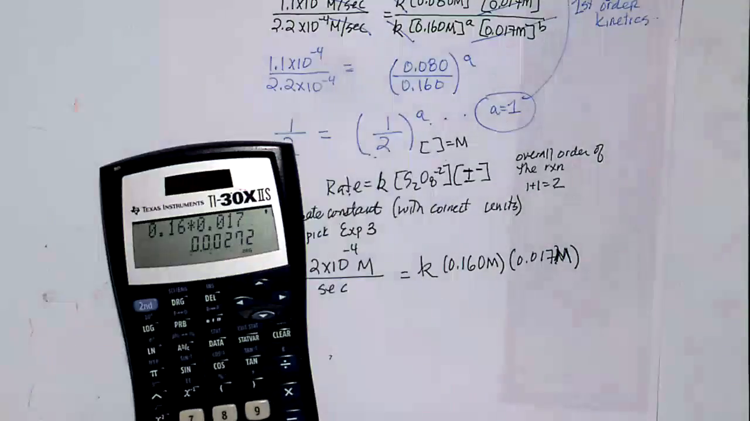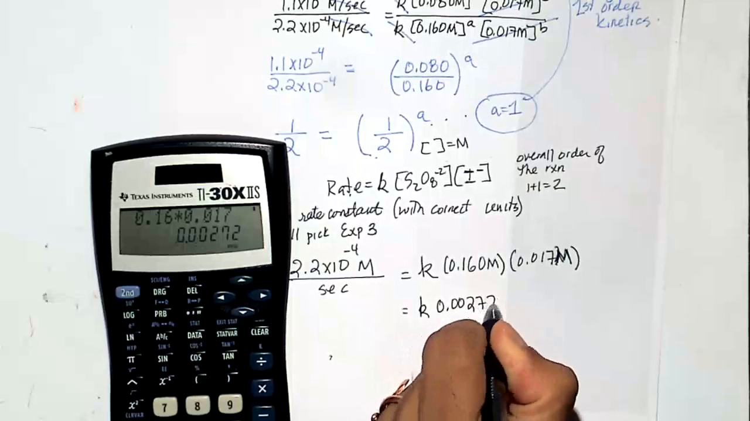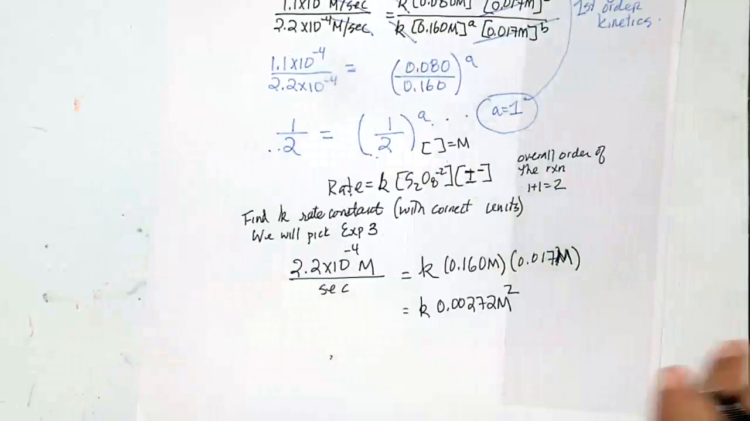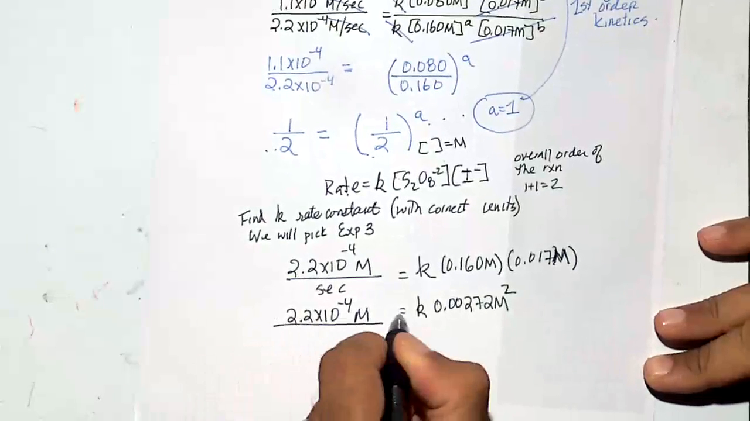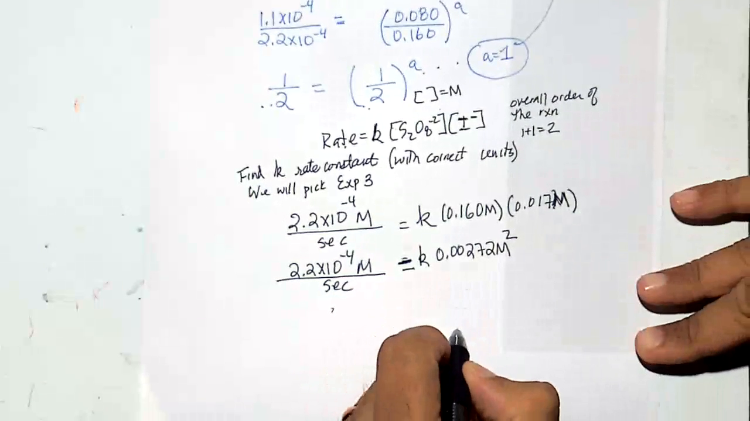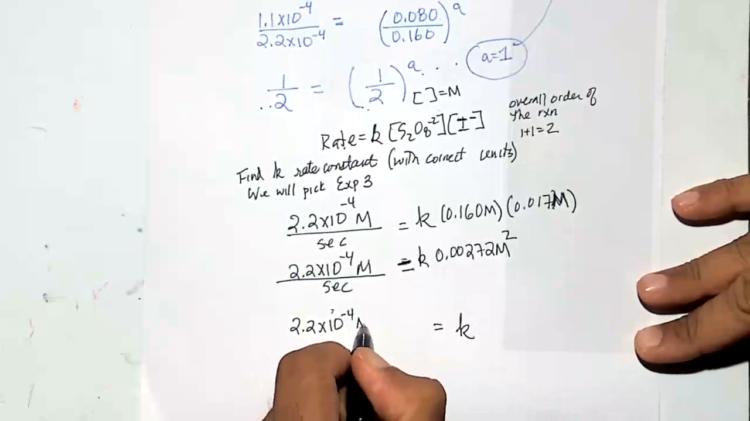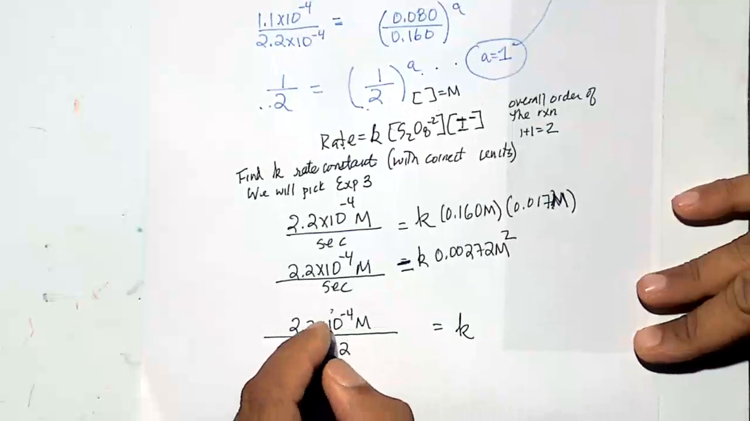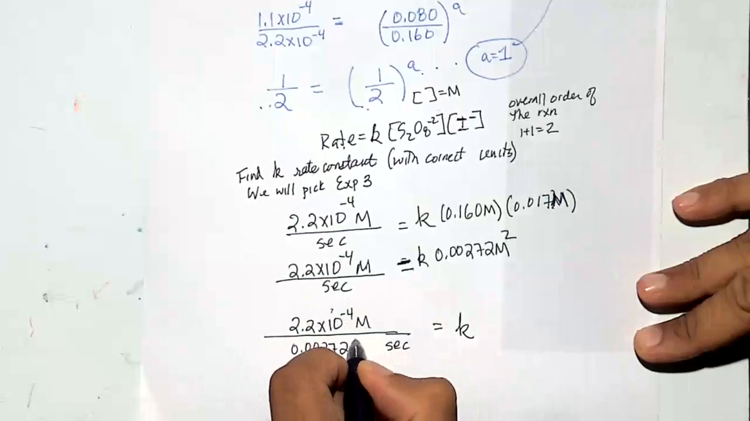Okay, are you guys getting 0.00272? 0.00272 M squared. Okay, M squared, because M times M is M squared. It equals 2.2 times 10 to the minus 4 molar over seconds. So isolating K, we get 2.2 times 10 to the minus 4 M divided by 0.00272 M squared, molarity over seconds, M squared.